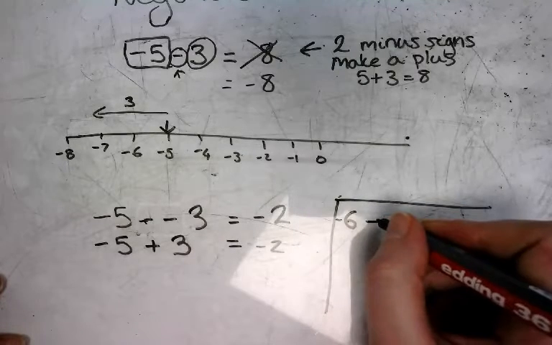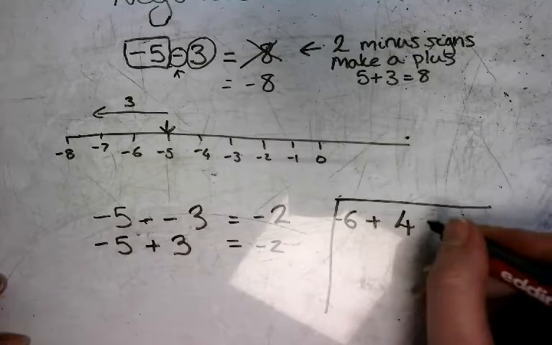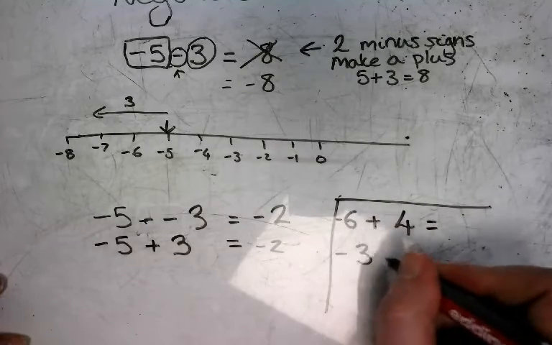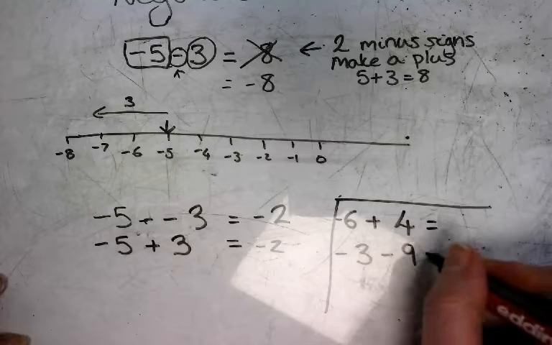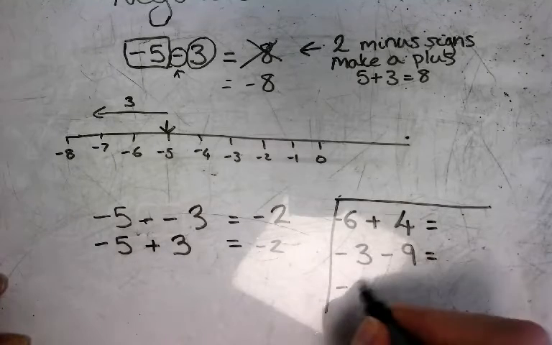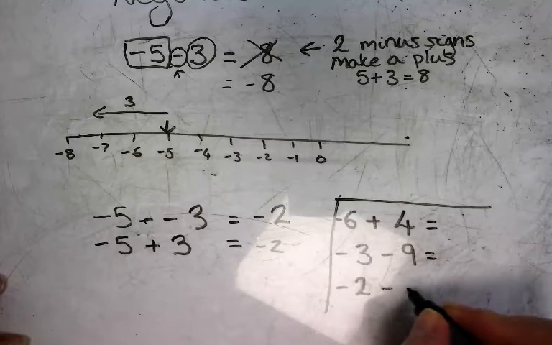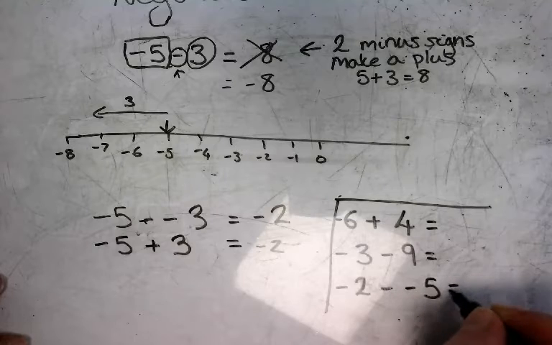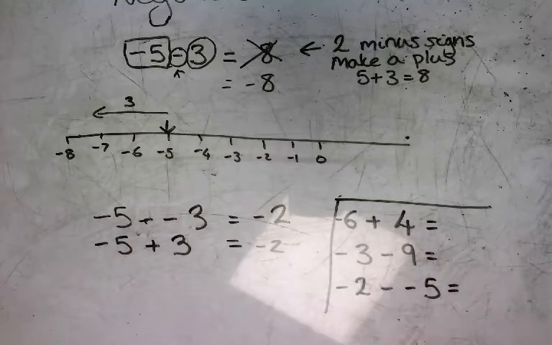Minus 6 plus 4, minus 3 minus 9, and minus 2 minus 5. You just have a quick go at those. I'll just pause the video while you have a go at those for me.